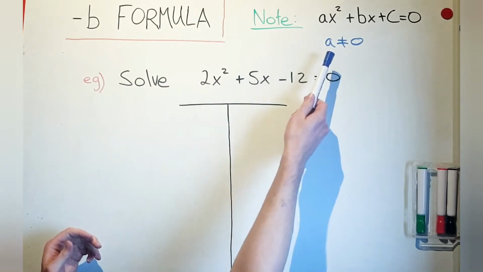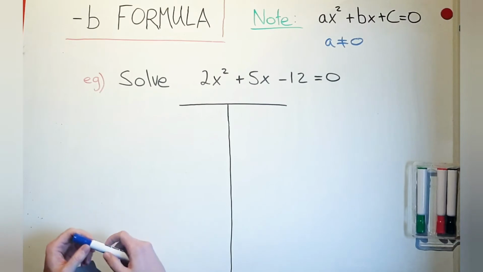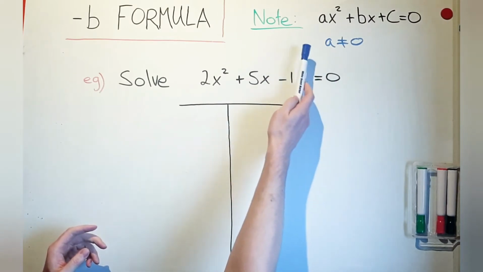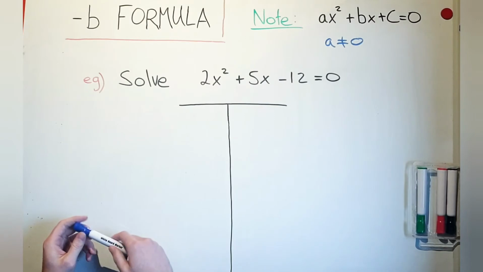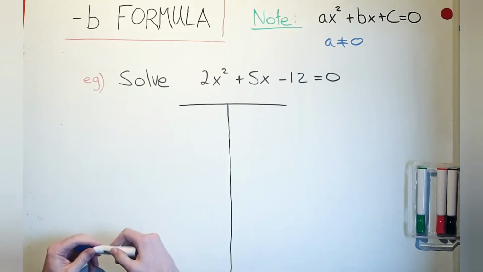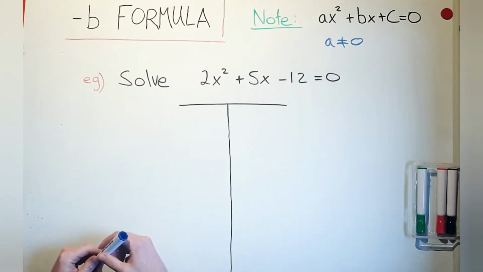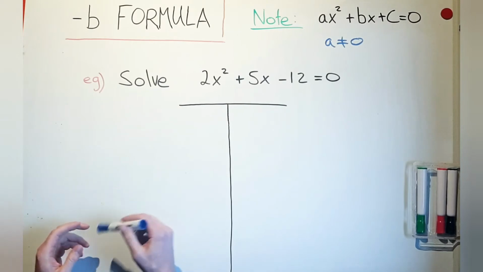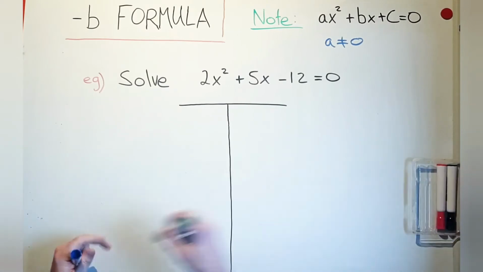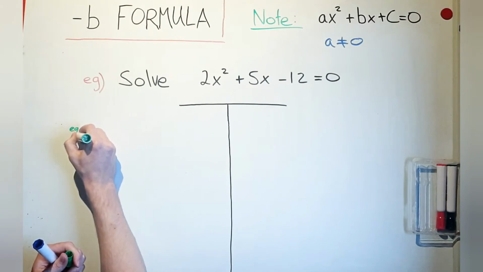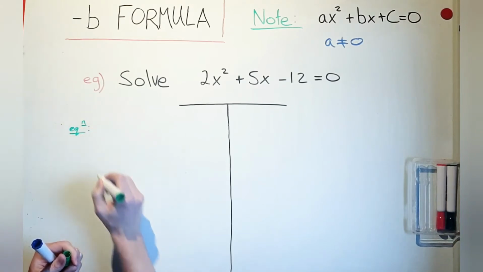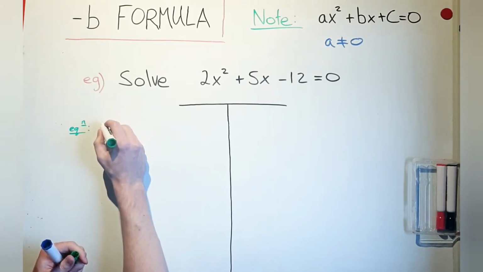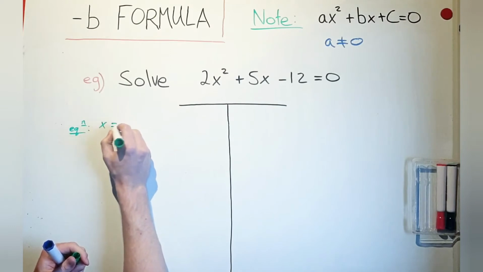Firstly, in the top right hand corner, I have the general form for a quadratic. So the minus b formula will be used on an equation of that form: ax squared plus bx plus c equals 0. What I'll begin by doing is just writing the equation for the minus b formula here. It's nice to see it before going into the question.